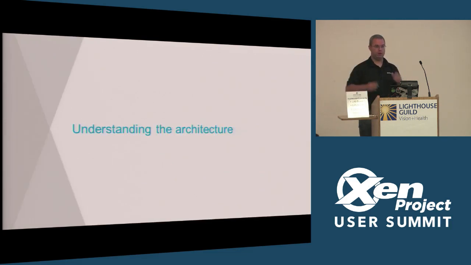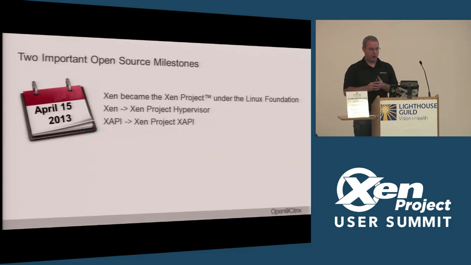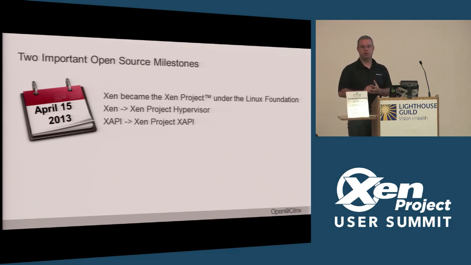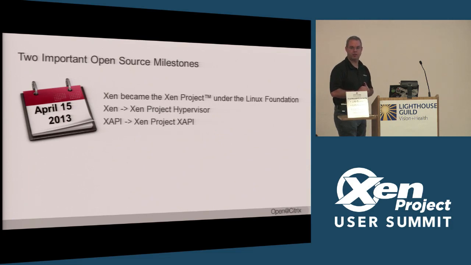So that's all the background of what we are at a very high level. In terms of where we are, there are a couple important milestones. So April 15th of last year, Xen, which had been part of Citrix as Xen.org, moved over to the Linux Foundation to become the Xen Project. That meant that the hypervisor itself became the Xen Project hypervisor. It meant that the Xen API, or XAPI, became the Xen Project XAPI tool stack. And this, of course, results in a whole lot of confusion as to exactly what Xen is.